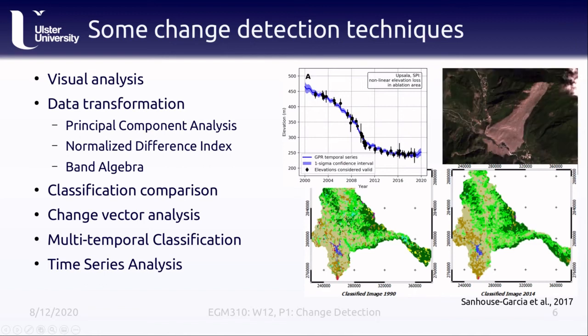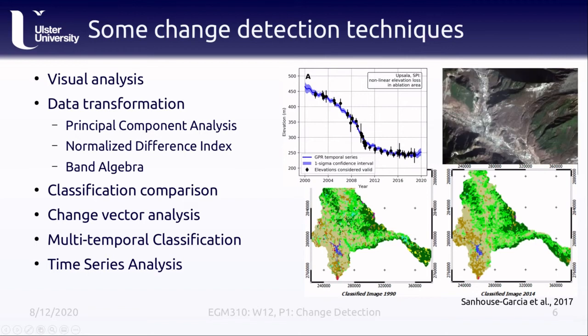Finally, with a sufficient number and density of observations, we can analyze the data as a time series. For example, we're looking here at a time series of glacier elevations.